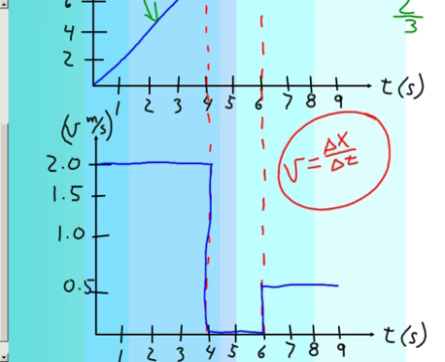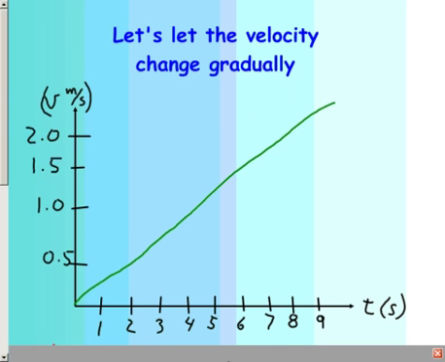So the question is this: what would happen if we let the velocity change? Kind of like this. So now the velocity isn't flat anymore. I kept the same axes. All I did was erase the graph and put in a new one. So check out what's going on. At 0 seconds, the velocity is 0, and it slowly gets bigger and bigger and bigger. So the velocity is increasing. It's speeding up, whatever this is.